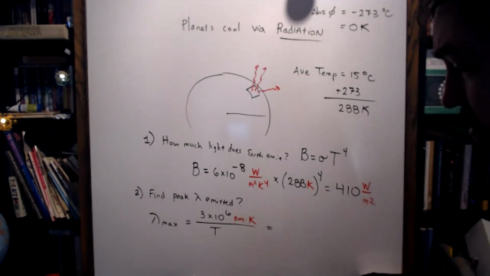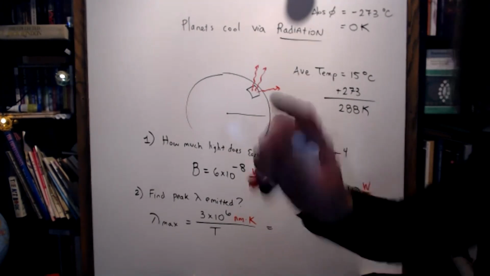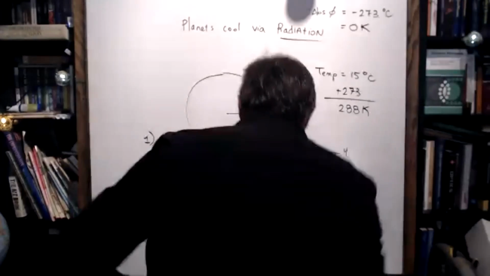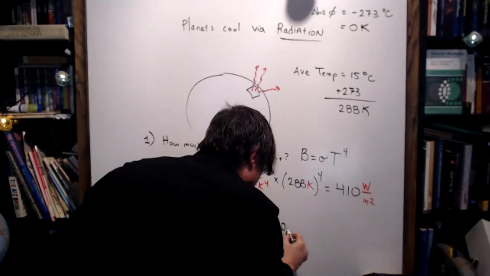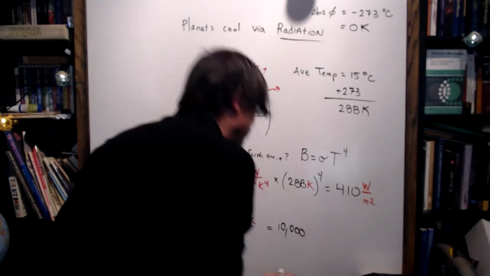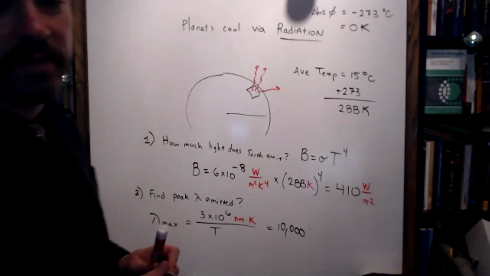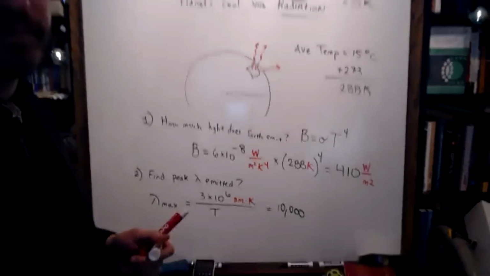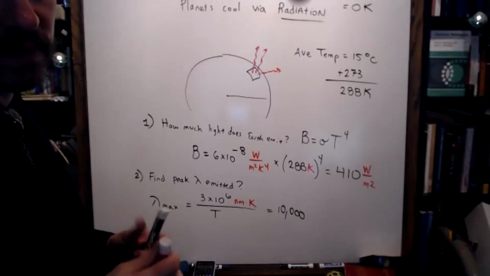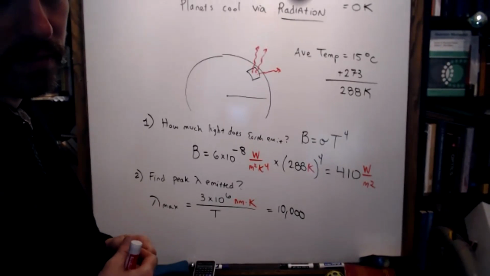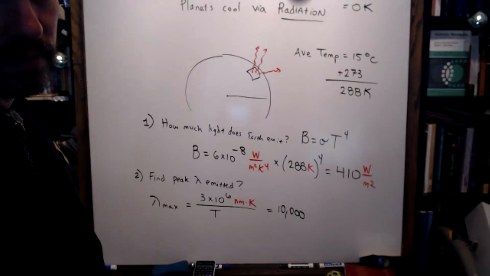It would be 10,000. Stop. That's 2 sig figs. 10,400 rounds to 10,000. What are the units? Nanometers. That's right. In what regime of the electromagnetic spectrum is 10,000 nanometer light?